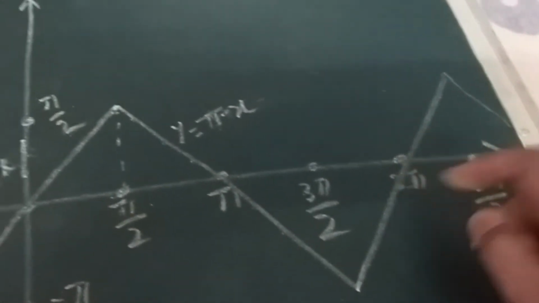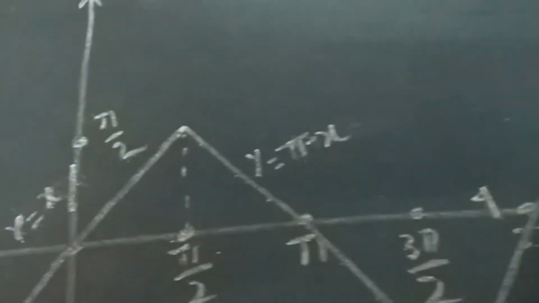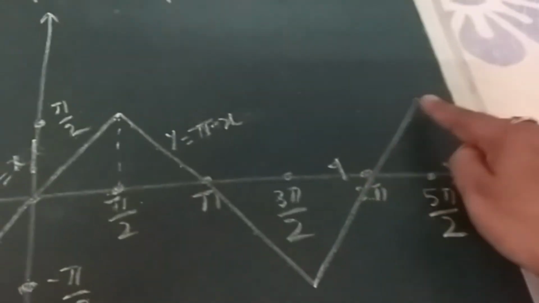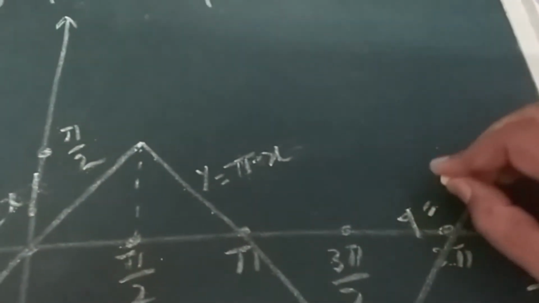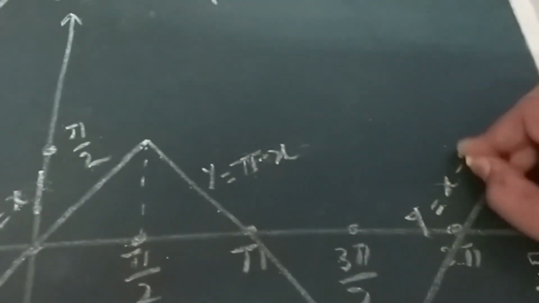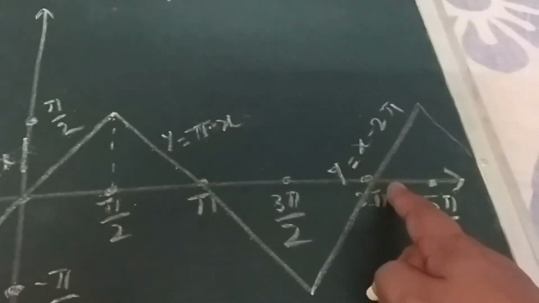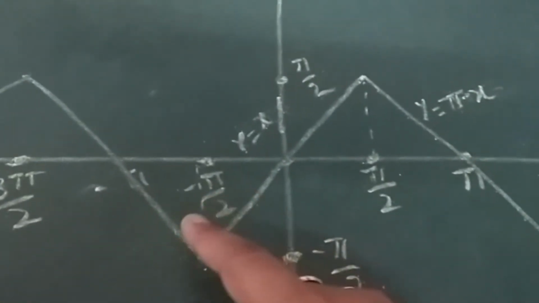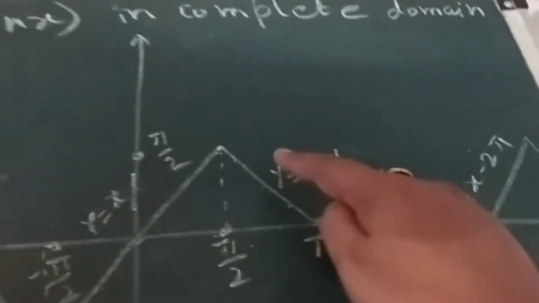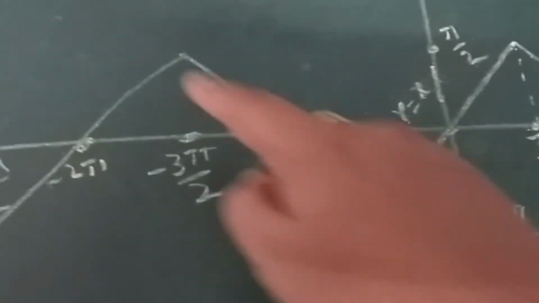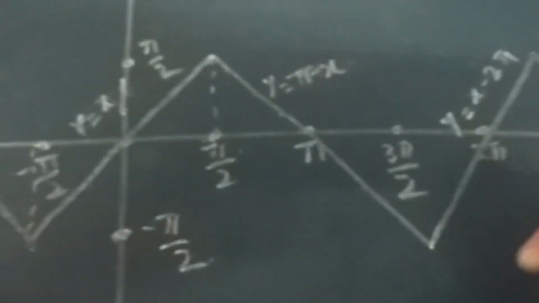So this graph is from here to here. This graph is y equal to x minus 2 pi when it is going up, then x minus that point. Again here also y equal to x minus this point, y equal to pi minus x. And when it is coming down, it will be opposite. For the negative side, follow the next video.